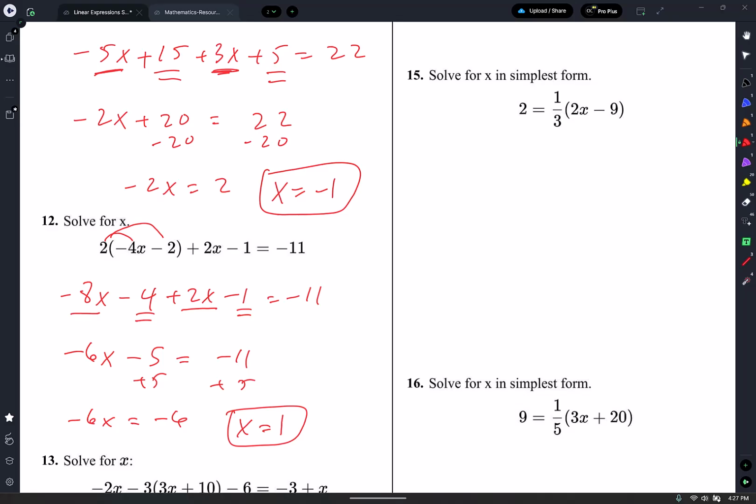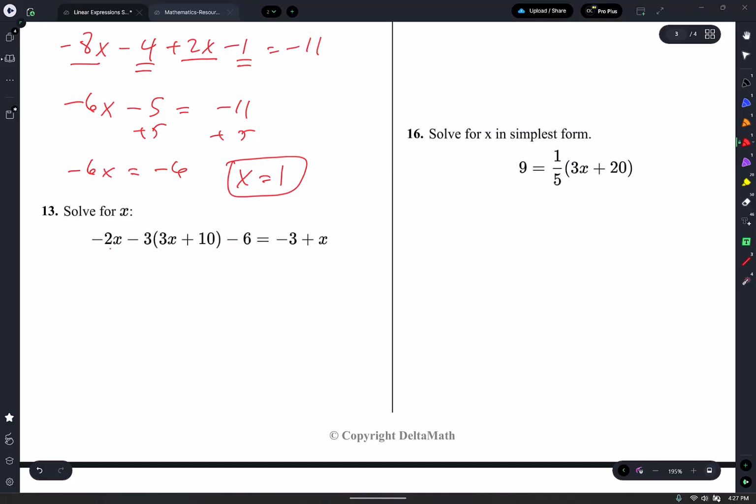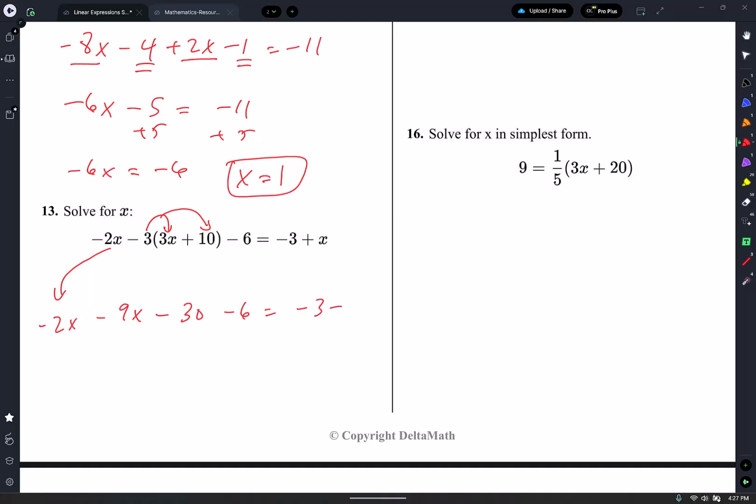How are we feeling, guys? Okay, here we go. So this negative 2x, leave it alone. Negative 2x. This negative 3, distribute it. Minus 9x minus 30 minus 6 equals negative 3 plus x. Now that we've done that, we're going to combine like terms. That negative 2x and that negative 9x is going to be negative 11x. And then these two right here are going to be minus 36 equals negative 3 plus x.